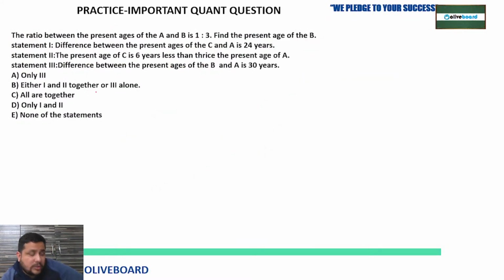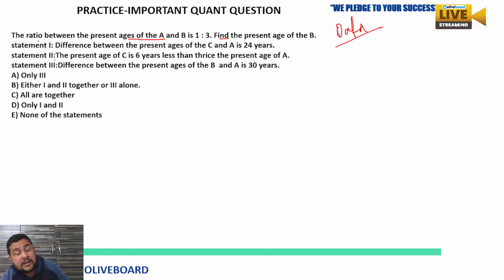Okay, let's move on to the next question, and it is based on the ratio of ages of A and B. This is also based on data sufficiency. Here they will give you some data, and you have to check whether you are able to find out the answer with the help of these statements or not. We have already solved this in the previous one, and in my previous sessions also we have done many questions.